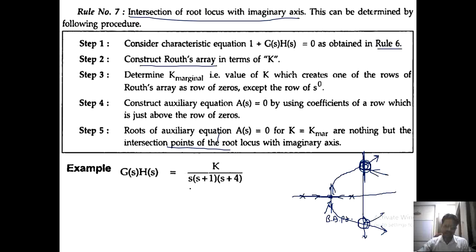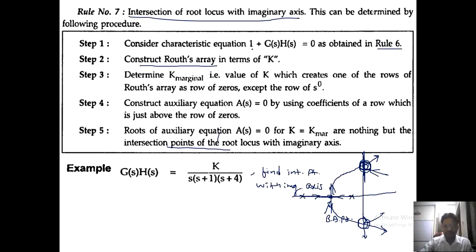We have done this part in the Routh array pattern. How does it exactly work? We'll consider this example. G of s h of s is k by s plus 1 into s plus 4. Let us apply the procedure. We need to find the point of intersection with the imaginary axis.